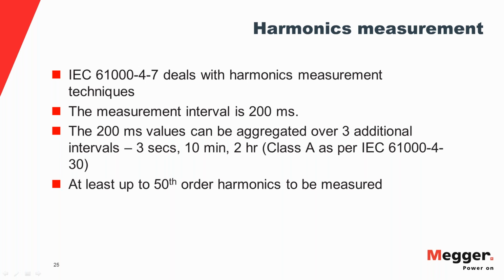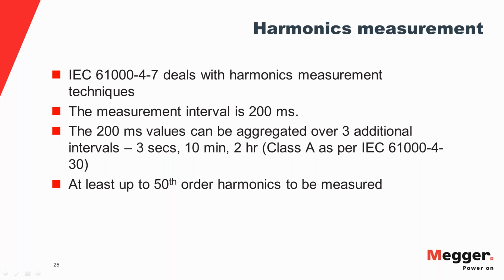The measurement interval specified in the standard is 200 milliseconds. That corresponds to 10 cycles or 12 cycles, depending on whether the system is 50 Hz or 60 Hz. The 200 millisecond values can then be aggregated over longer intervals of time. So 3 seconds, 10 minutes, or 2 hours. And that's for Class A instruments.